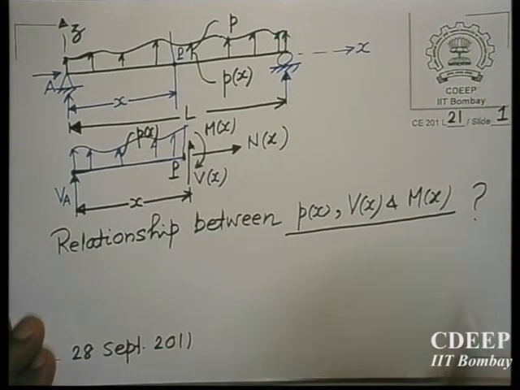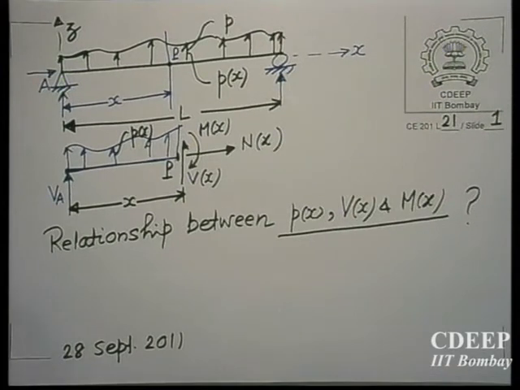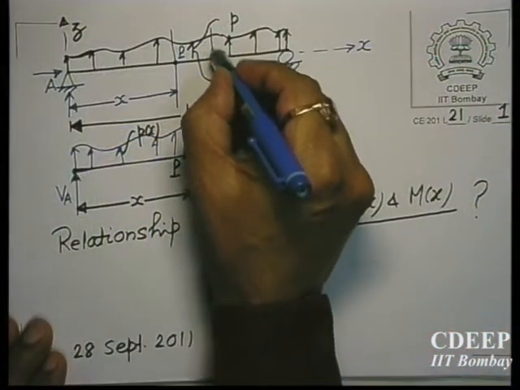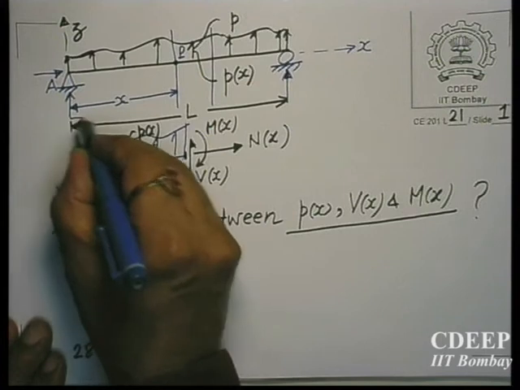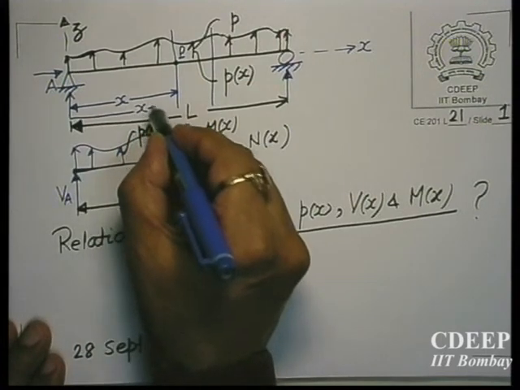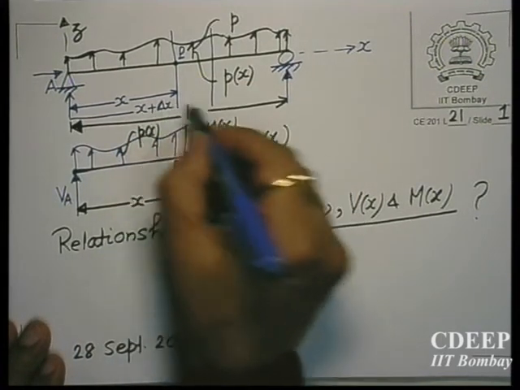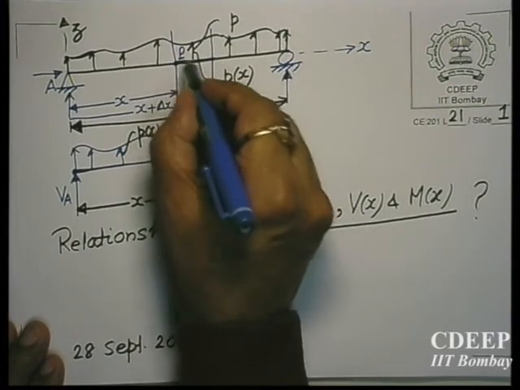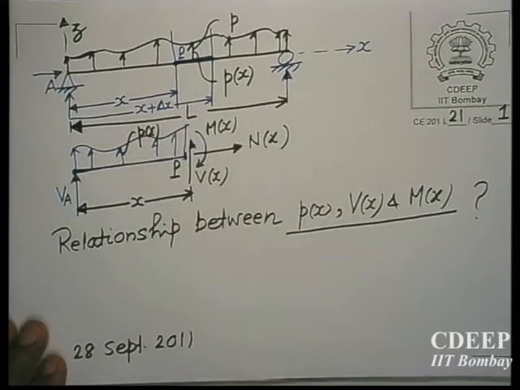Yes, please. So, how to go about it? The best way is to take a small element of the beam, cut between sections x and x plus delta x. What is the meaning of x plus delta x? That means you go further and you have another section here at x plus delta x, and consider the equilibrium of this portion whose length is dx.